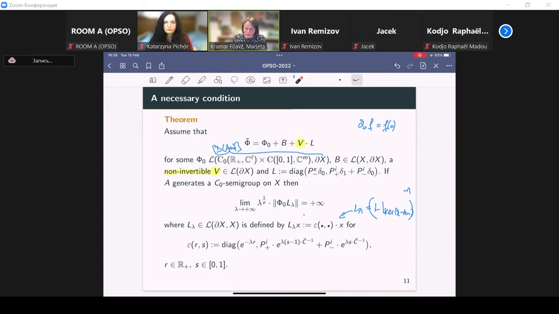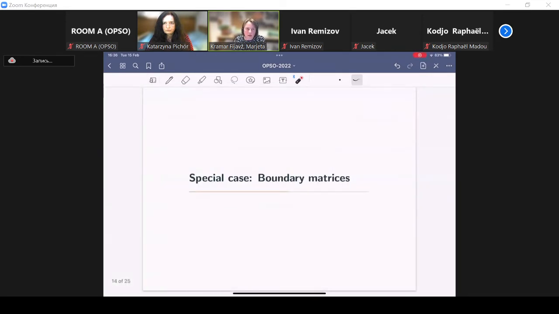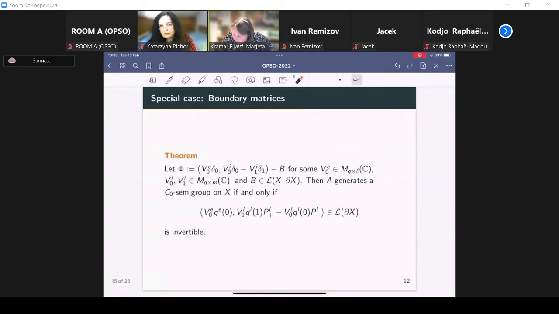So to sum up, we are able to abstractly obtain necessary and sufficient conditions for totally abstract boundary conditions. You see, this phi was anything here. And now to get some more idea how it looks like, let me go to the special case. And this is the case when this abstract boundary operator is given in terms of some boundary matrices. So this will be maybe more clear.